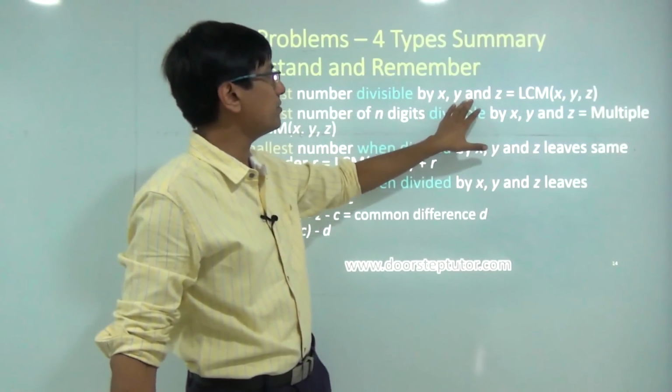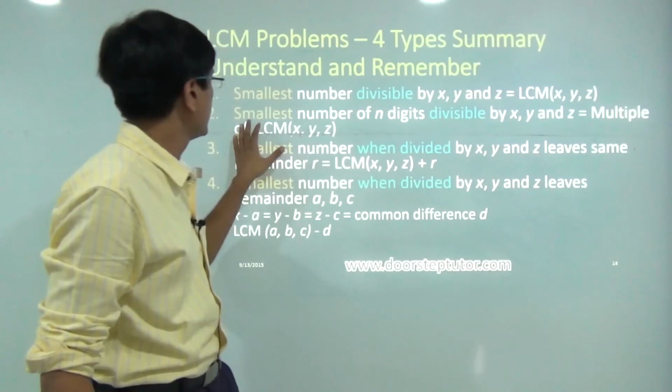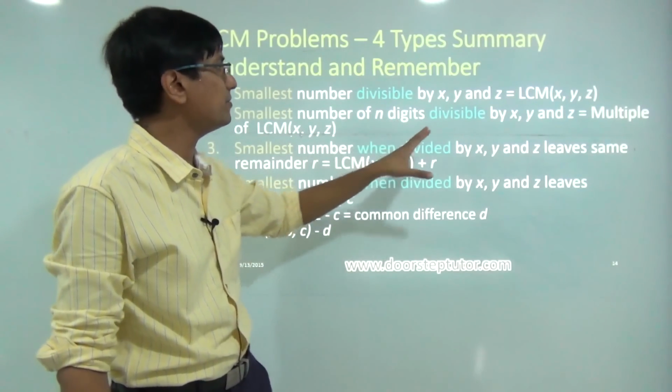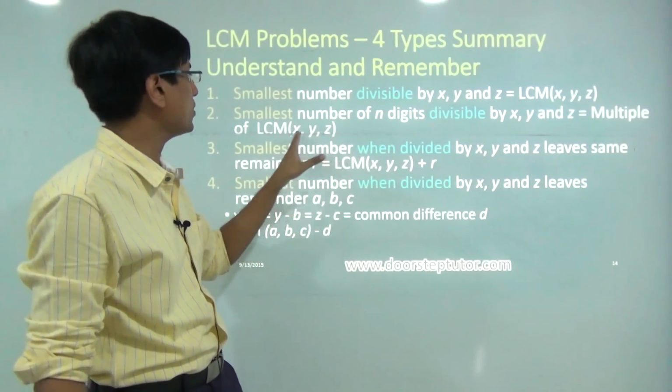So the smallest number divisible by x, y and z, by the very definition, is the LCM. For the smallest number of n digits divisible by x, y and z, we have to find the correct multiple of x, y and z.